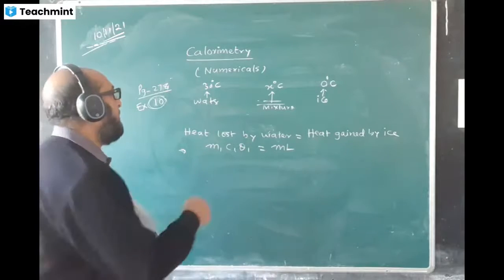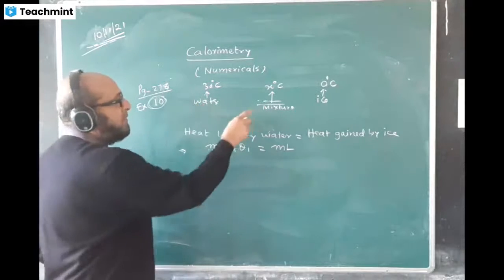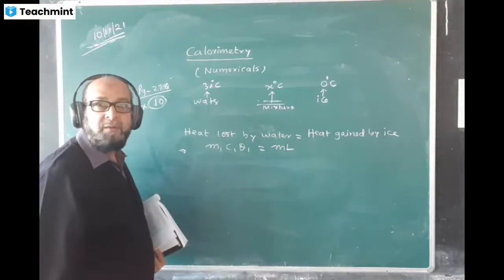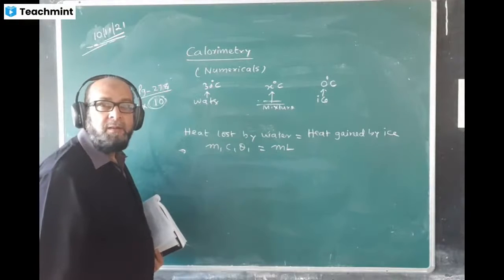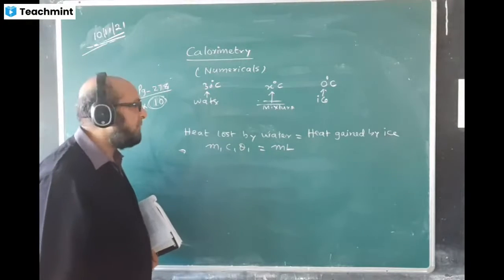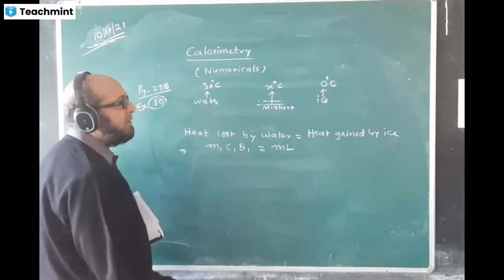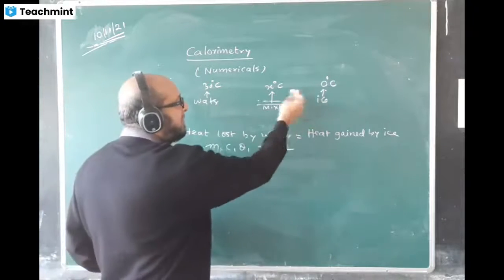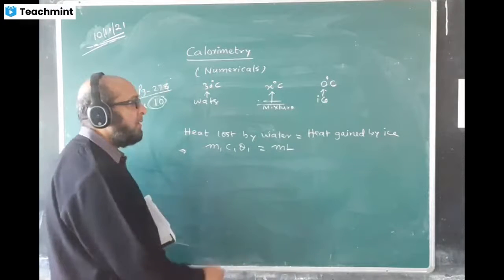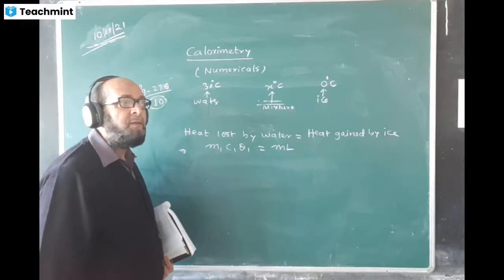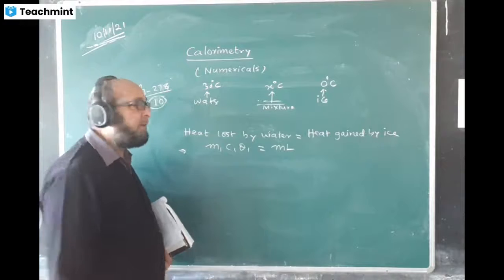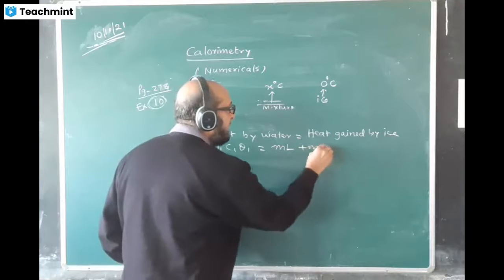Now look at this now. Which formula to use from water to this mixture? MC theta, no? Okay, I write M1 C1 theta 1 for this side. Other side, what is happening to this one? Ice turned to water, which formula to use? ML. Not only ML, but ML plus MC theta.